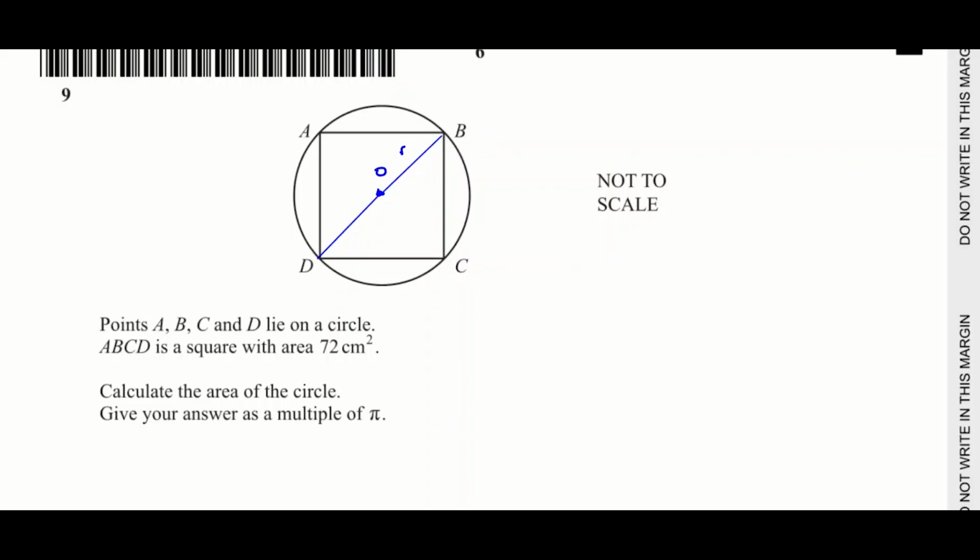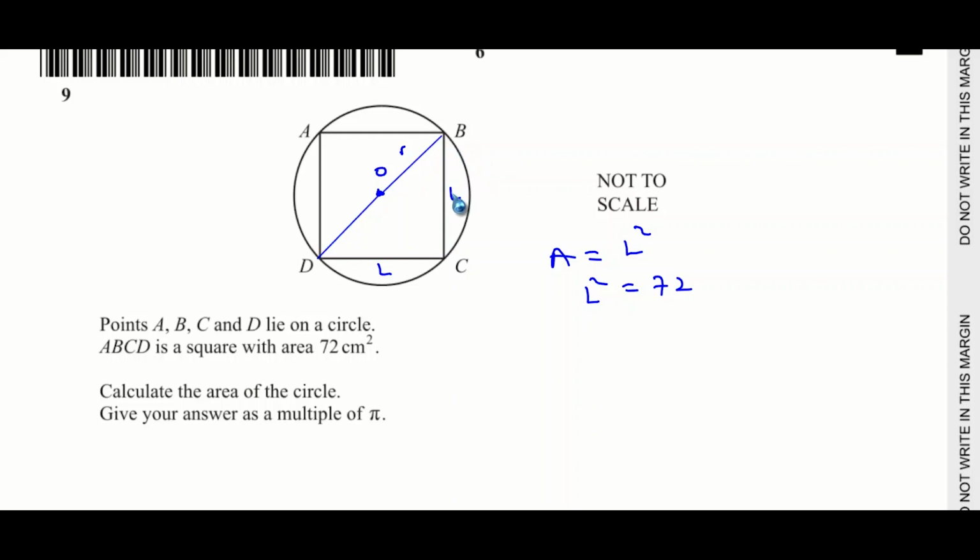So this will be side L. This will be side L. We know that the area of a square will be equal to L squared. So that means L squared is equal to 72 centimeters squared.